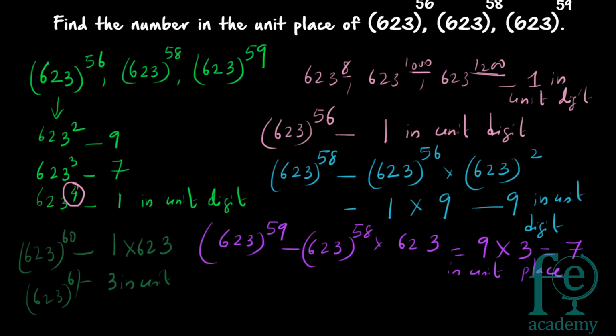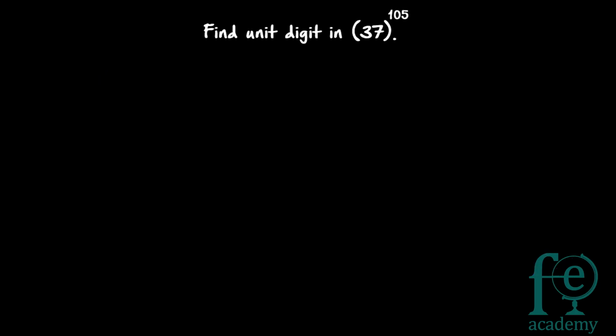So first step, you have to determine for the first time which power of 623 gives you 1 in the unit digit. Then every multiple of that particular power also will be giving you 1 in the unit digit. So here the answer is: for 623 raised to 56 you are having 1 in the unit digit, for 623 raised to 58 you are having 9 in the unit digit, and for 623 raised to 59 you are having 7 in the unit place. Now one more question: find the unit digit in 37 raised to 105.